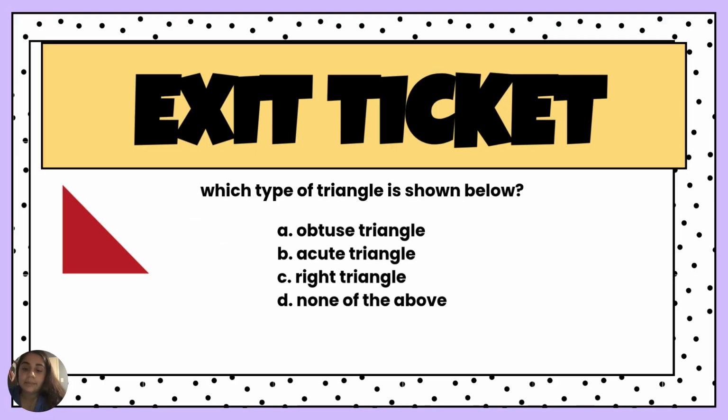Good job, guys. So for our exit ticket, I want you to grab your sticky note, read this question, and then answer it. The question says, which type of triangle is shown below? And when you're ready, you can go ahead and post it on the whiteboard.